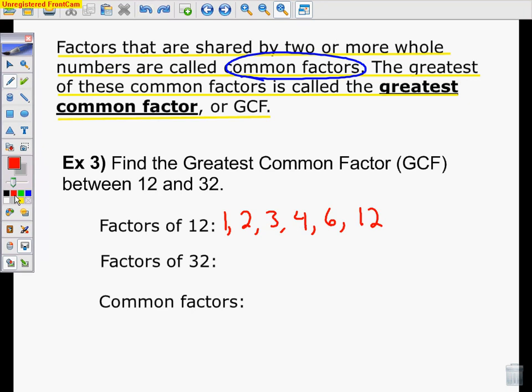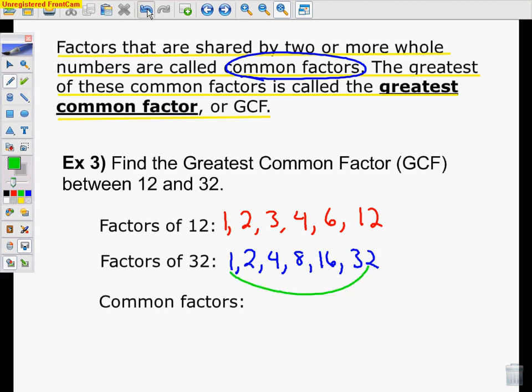Next, let's deal with the factors of 32. 1, 2, 4, 8. Then we have 16 and 32. So 1 times 32 is 32. 2 times 16 is 32. And 4 times 8 is also 32. So these are all the factors of 32.